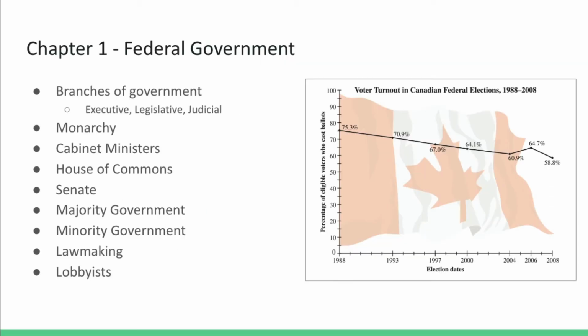So for the federal government, you should know the 3 branches of government. Know what a monarchy is. Know what the cabinet ministers do and who the cabinet ministers are. How is the House of Commons set up along with the Senate? What's the difference between a majority and minority government? How do bills become laws? What's the process in which that takes place? And then finally, know what a lobbyist is, what a lobbyist does as well.